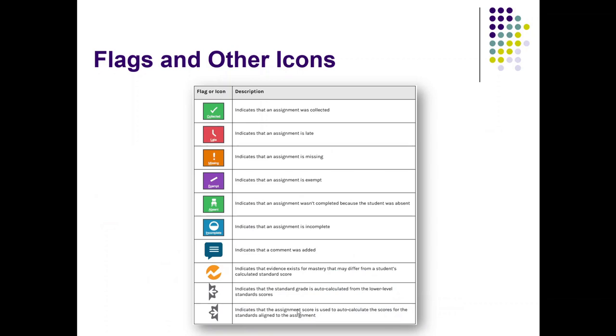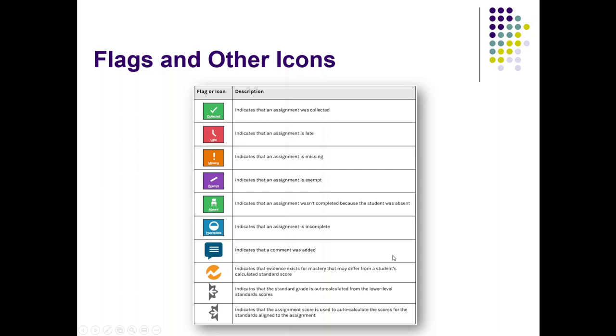Flags and other icons. Again, as I mentioned in the score inspector, we have the green check for collected assignments. We have late for obviously late assignments, but if something's missing, you could use that icon with the exclamation point. The slash here indicates that assignment is exempt. Again, that's at your choice.